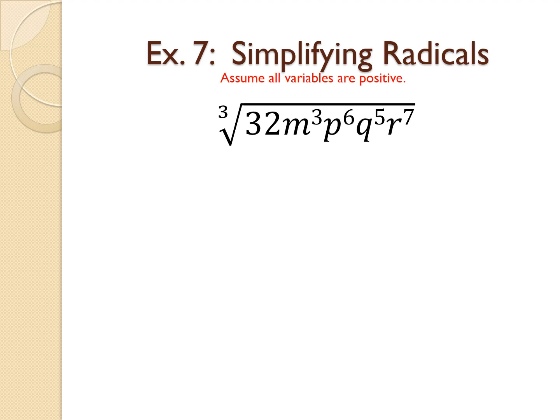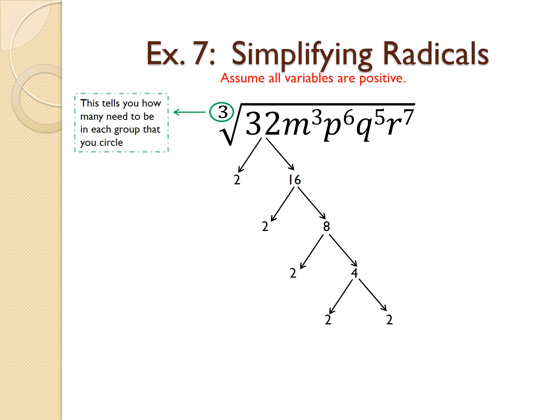Now, for the number, it's pretty straightforward. That has not changed. 2 times 16, 2 times 8, 2 times 4, and 2 times 2. However, this is not a square root. This is a cube root. So remember what we talked about on day 1. That index number tells me how many have to be in my circle. So this 3 tells you how many you need in each group. So there's got to be 3 of the same number in my group. So right away I see that. And then I notice, well, I've got 2 left over, but there's not 3, so they have to stay in the radical.